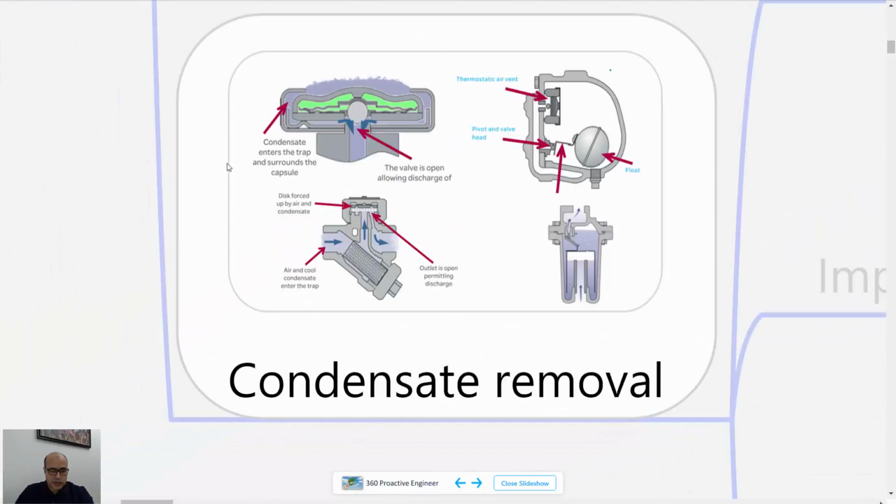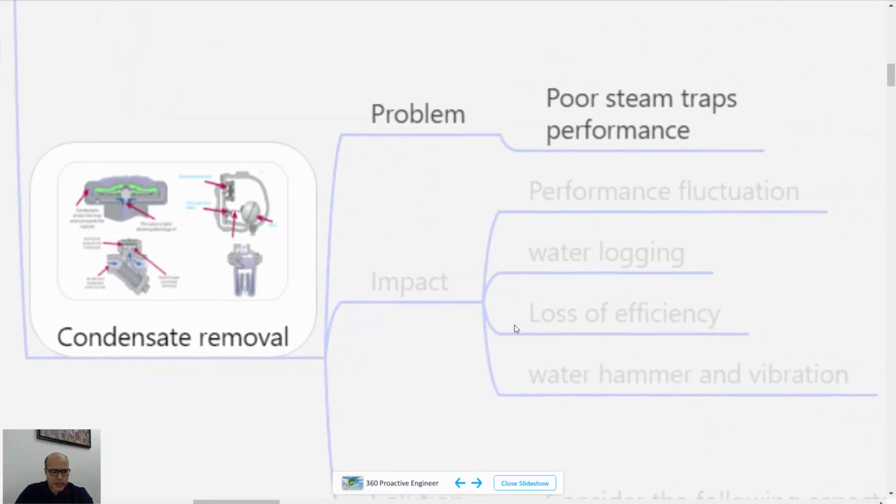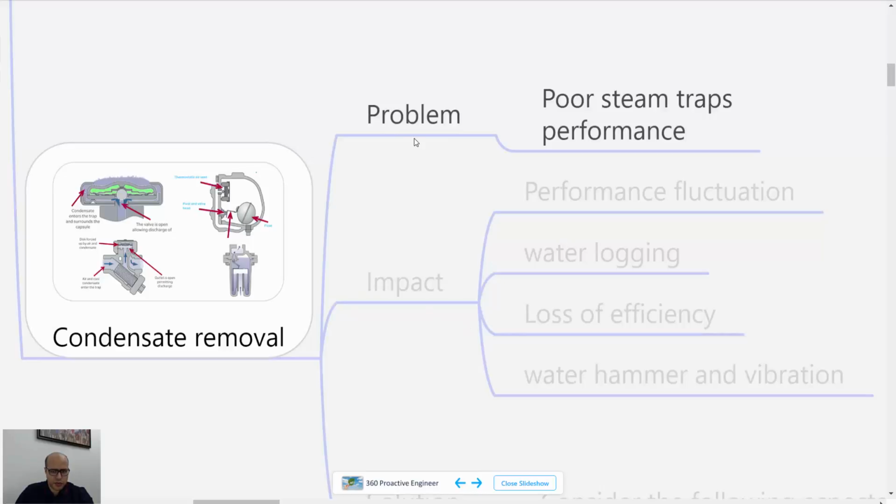For the condensate removal, in the picture we can see some of the different types of the traps that we use, and in the next video after this one we will discuss in detail the performance and testing of those types of steam traps.